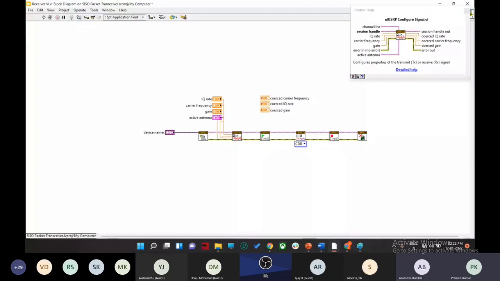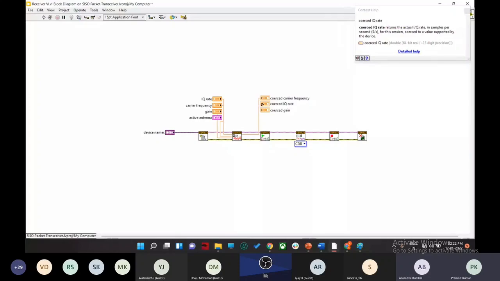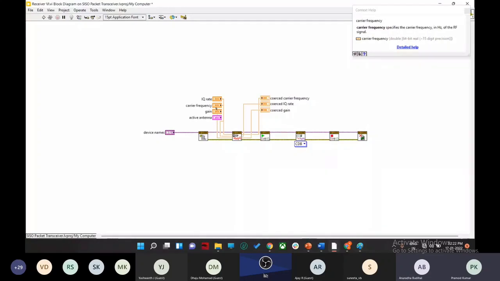This coerced carrier data that we see is nothing but the USRP limits. If the USRP is working from 1 gigahertz to 6 gigahertz and we are giving 8 gigahertz, the USRP automatically down converts the signal to 6 gigahertz. So it will be transmitting a 6 gigahertz signal instead of 8 gigahertz, and that can be seen through this. So this is how it works.